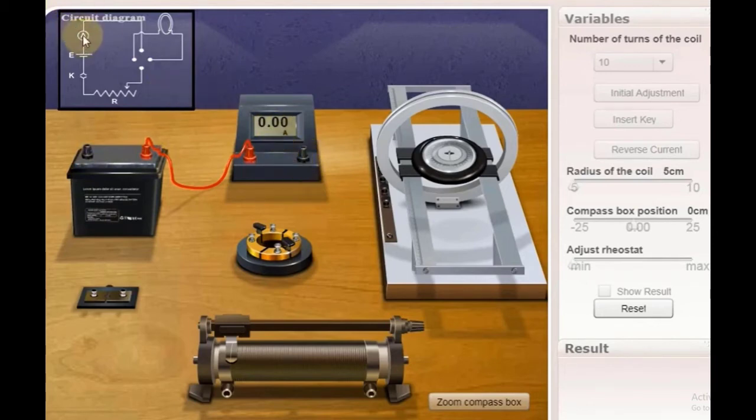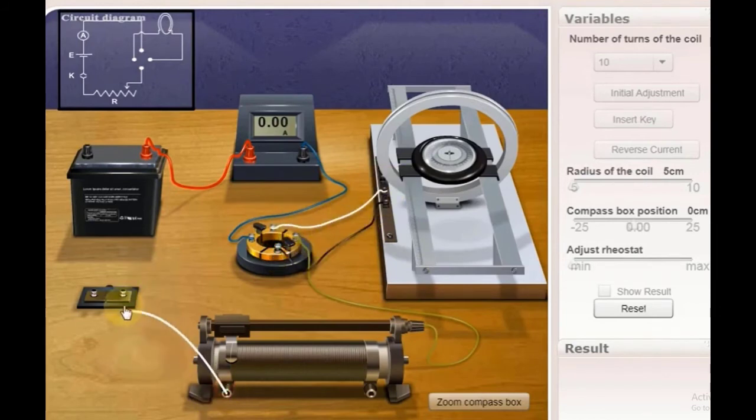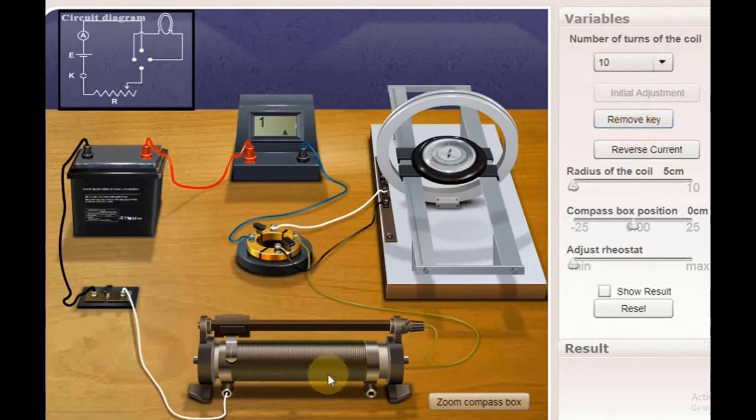So now the other side of the ammeter is going to the commutator, connected here. This is going to the rheostat. It will be connected to the coil. Rheostat is connected to key, and key is connected to the battery. So our connections are done. So this is the key. We will click on insert key, and our circuit is complete.